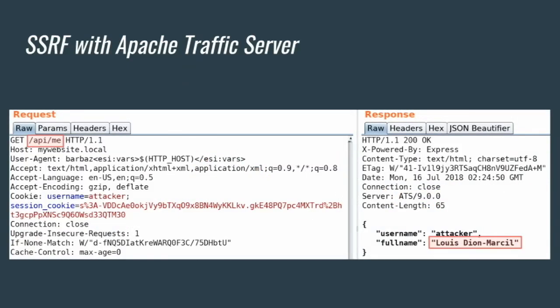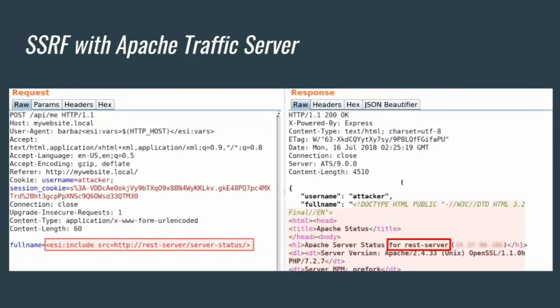So you can do server-side request forgery, right? So here's a fictive REST API. So you have API/me, for which my full name as a response is Louis Diomarcil. Now I can change that value for an ESI include tag without double quotes, and that server is going to send it back in the response. Now, since there's an ESI engine sitting on top of that, it's going to go fetch this file for me because it thinks the web cache is being instructed to query this file.